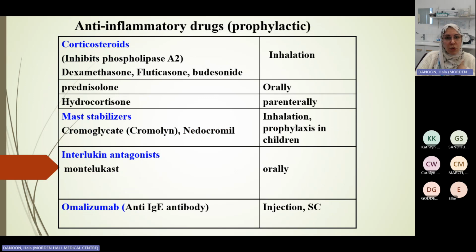The anti-inflammatory drugs, prophylactic, these are the ones that we give for long-term use to control their symptoms, which is corticosteroids, mainly inhaled. Prednisone can be given orally where there's an acute exacerbation. Hydrocortisone can be given through IV. Mast cell stabilizers can be given mainly in children. Interleukin inhibitors are oral, and omalizumab is an injection, subcutaneous, in hospital.